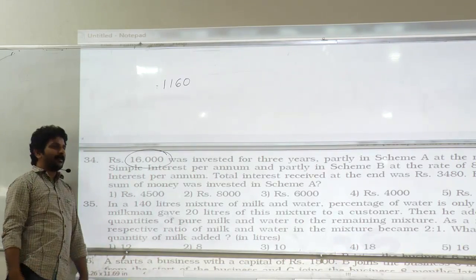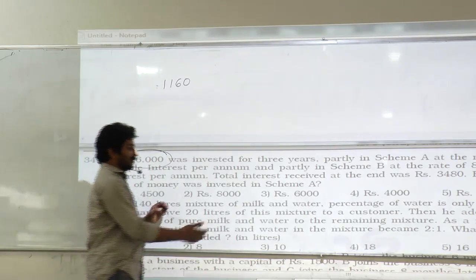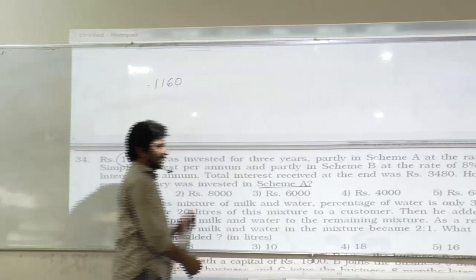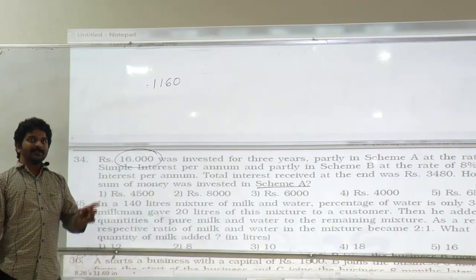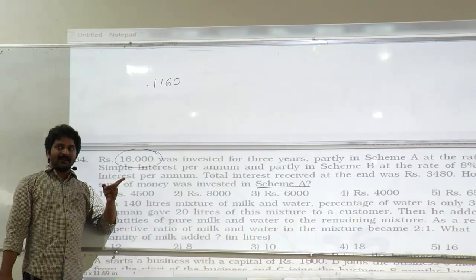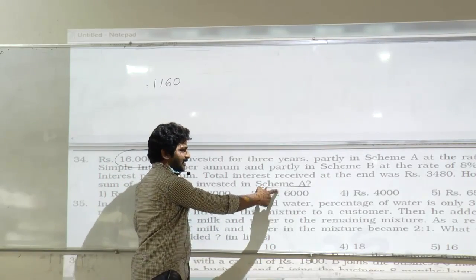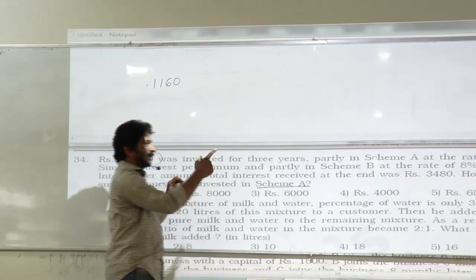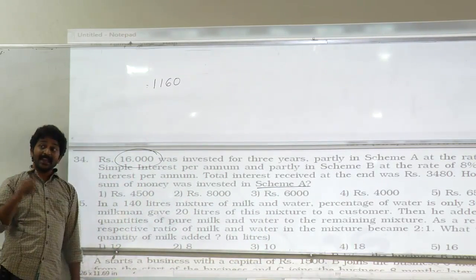Scheme A is given for 5% and scheme B is given for 8%. Now you are asked about the amount invested in scheme A. Let's go for reverse method. In reverse method we will take against statement. Against statement means there is nothing invested in scheme A. So the total money is given for scheme B, and scheme B offers 8%.